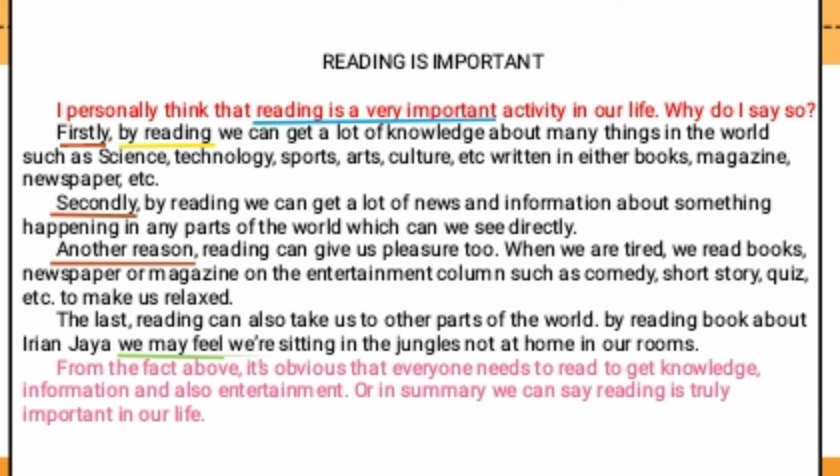Next, we will identify the language features of the example from the text. The first is using relational process. So after we read the example, we know that from the first paragraph until the last paragraph are related to each other. The second is using simple present tense. From the example, we can see in the first paragraph that reading is a very important activity in our life. Reading is a very important is a simple present tense.